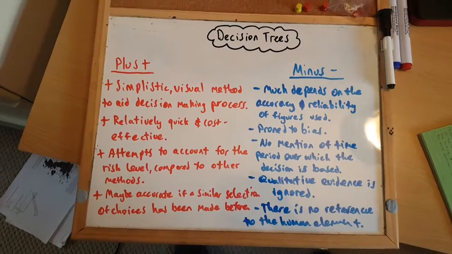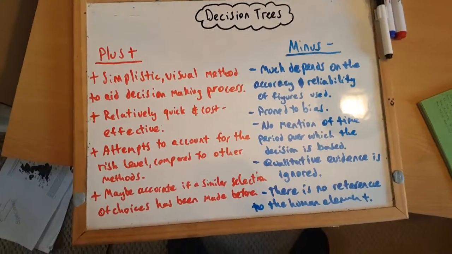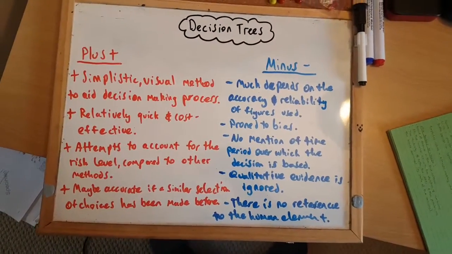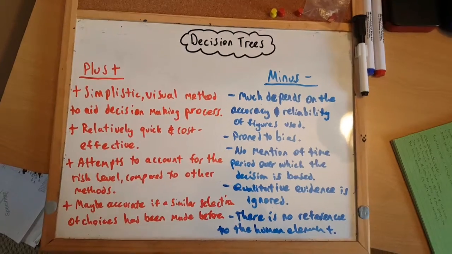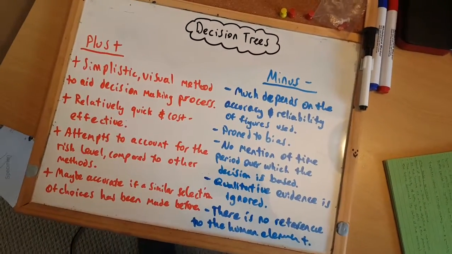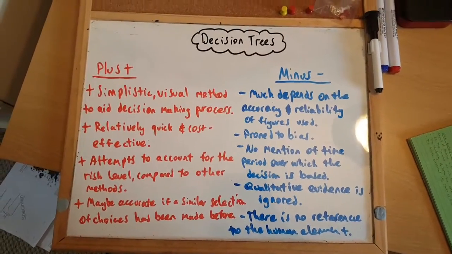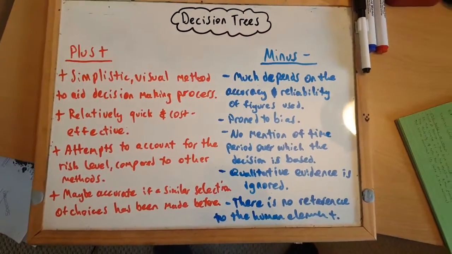Next plus, it's relatively quick and cost effective. So again, if it's quick and cost effective, then a business is going to have a larger profit margin, then they'll be more likely to have a larger profit, and this can be used to grow the business.